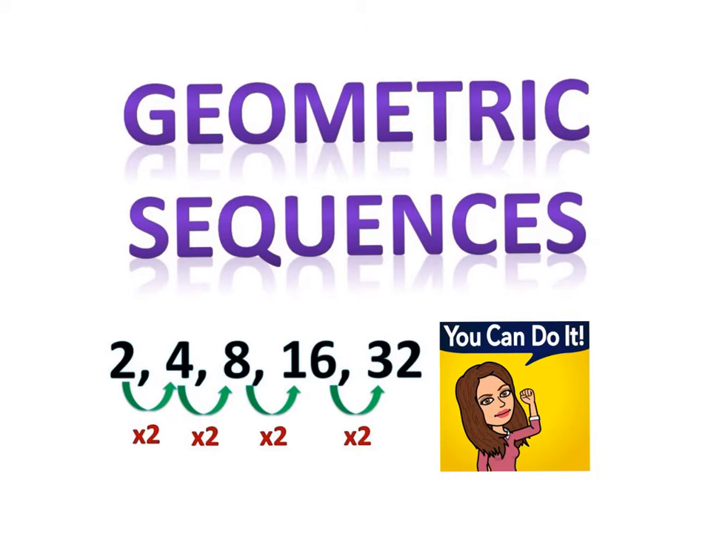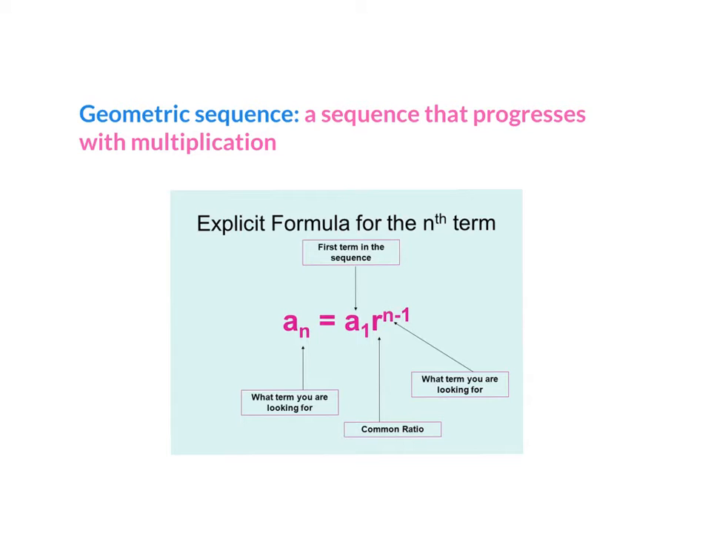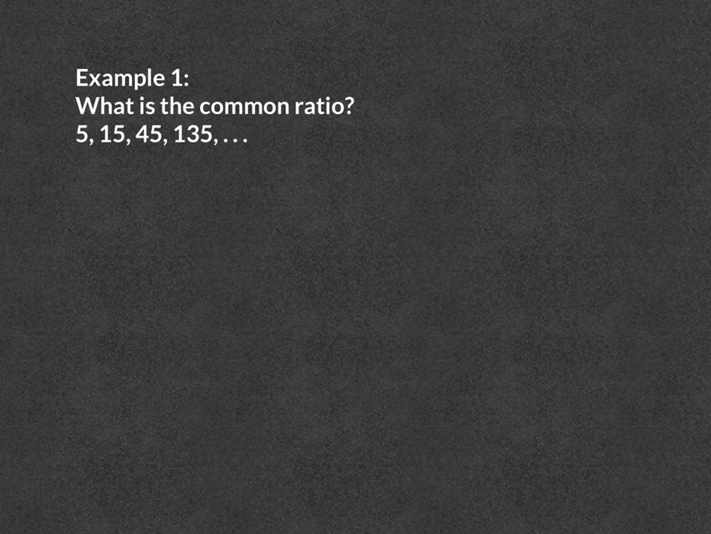In this video, you will learn about geometric sequences. A geometric sequence is a sequence that progresses with multiplication. The formula is a sub n equals a sub 1 times r raised to the power of n minus 1. A sub n is the term we're looking for. A sub 1 is the first term in the sequence. R is the common ratio. And n is the term we're looking for.